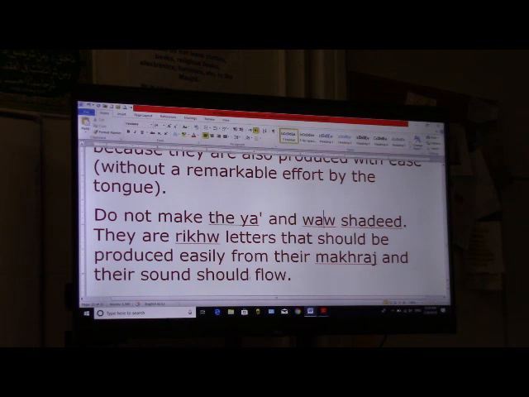Okay? So one more time. Don't make the ya and the waw shadeed because they are rikhu letters that should be produced easily from their maharij and their sound should be flowing. So you don't say wa amanahum min khawf, khawf. No. And you don't say min khawf, khawf. No. Both are wrong. Min khawf. And of course, as we'll see now, you can make it 2, 4, or 6 when you stop on it. And you don't say li'ila fi quraish, quray. No. With ease. Quraish.